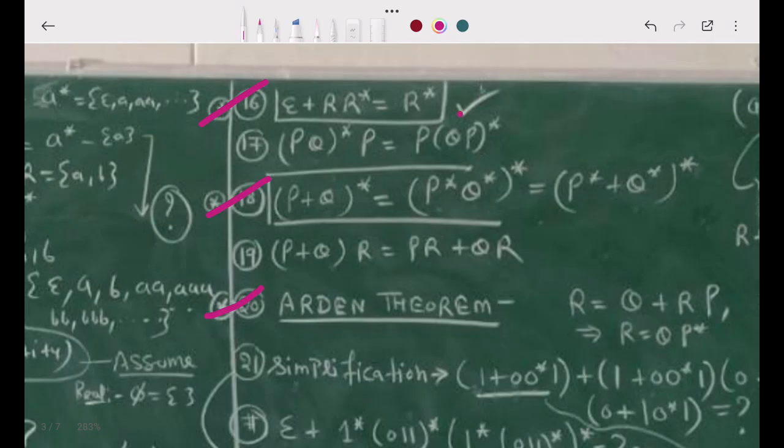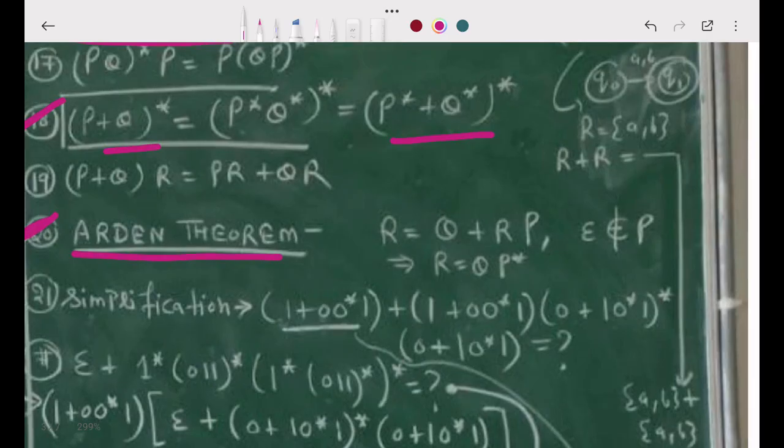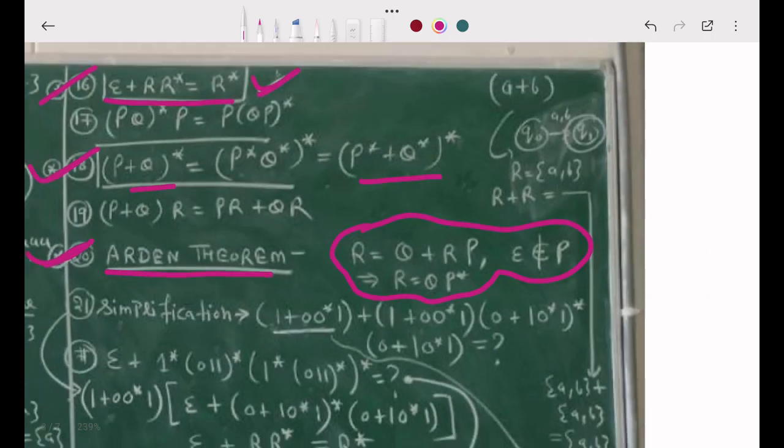And at that time I also told you the same question came in your exam. At that time I told you either this question or this question or this question, one question will come, but we asked two questions. Arden theorem also came, and this question, epsilon plus R star is equal to R star, also came, and P plus Q star is equal to P star Q star, it's a whole star. Arden theorem means: if R is equal to Q plus RP, then R is equal to QP star, where epsilon does not belong to P. Okay, so this is the Arden theorem.